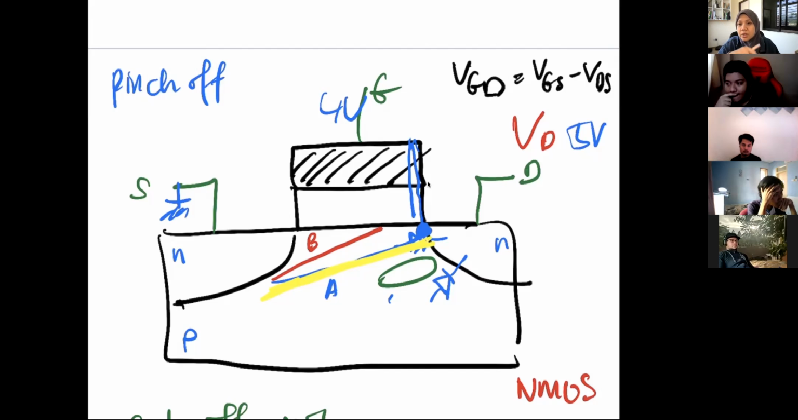Now in situation B, where you no longer have a bridge, okay? Previously there's a bridge, right? There's emission channel connecting the source and the drain. Now in B, the electron can, if you think about it, electron pergi sini sampai kat sini, dan suddenly dia dekat sini.